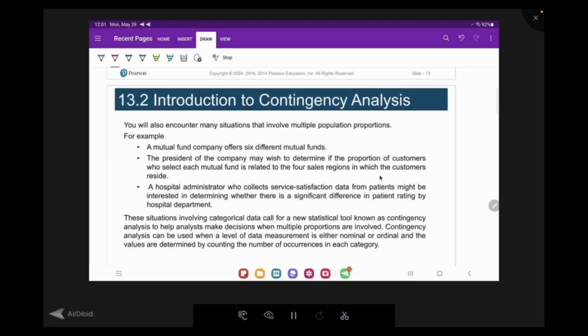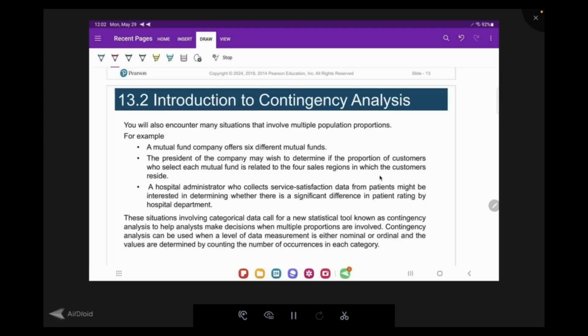This is section 2 in chapter 13, which is an introduction to contingency analysis. In the first part, 13.1, we talked about goodness of fit tests. Goodness of fit tests are important to determine whether a population is following a certain distribution or not. This is a very important idea, by the way. We covered only one example, and we'll be focusing on that one.